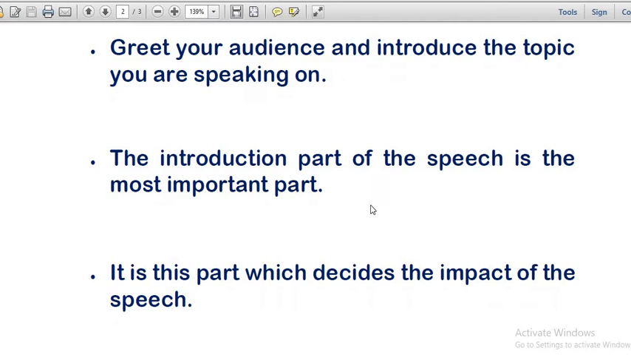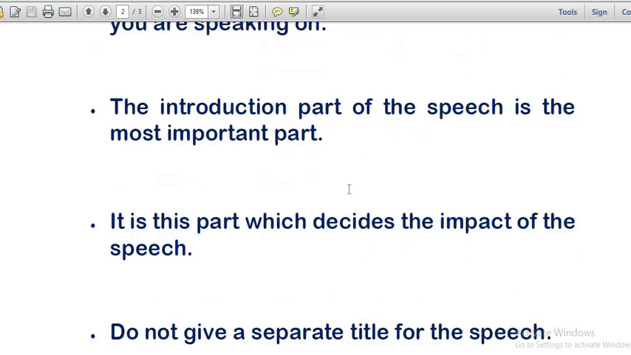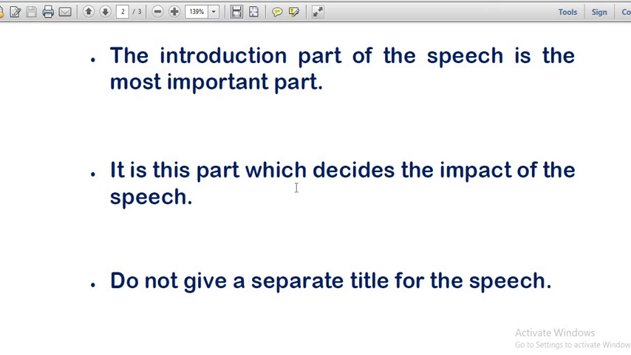Next one, the introduction part of the speech is the most important part. Remember, dear students, the intro part of the speech is the most important part. Next one, it is this part which decides the impact of the speech. Remember, the introductory part actually decides the impact of the speech. That means what you are about to write. Everything depends on how good the introductory part is.